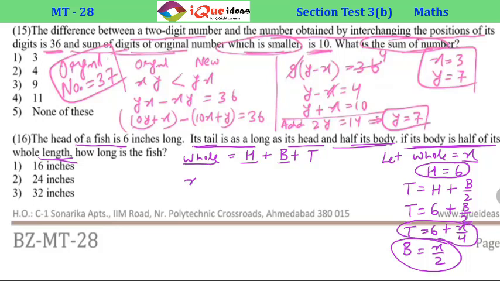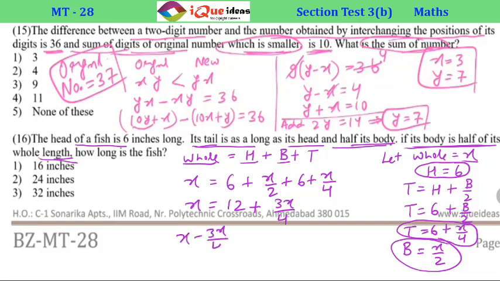So whole is x equal to h is 6 plus b is x by 2 plus t is 6 plus x by 4. Right? So what happens? x is equal to 6 plus 6 is 12 plus x by 2 plus x by 4 will be 3x by 4. Okay. So we have x minus 3x by 4 equal to 12, and that means x by 4 is equal to 12. So this gives us x is equal to 4 into 12, that is 48 inches.